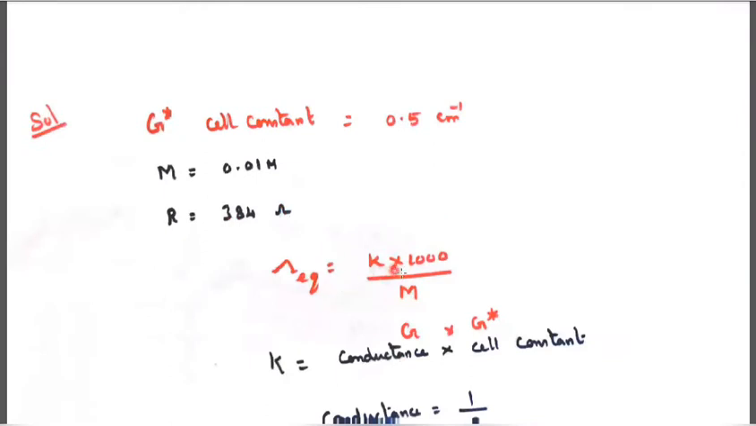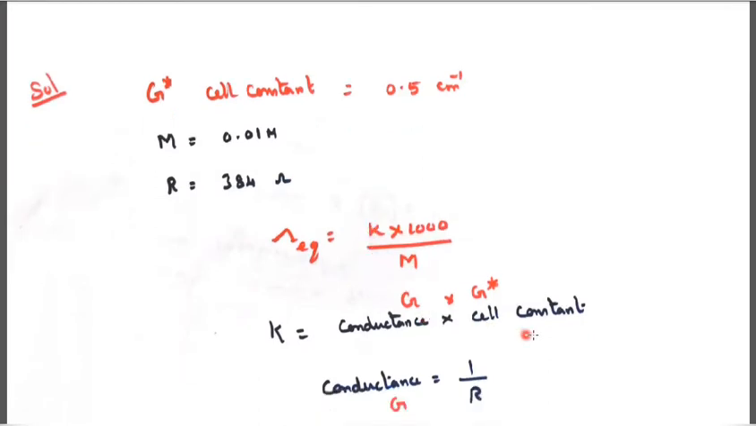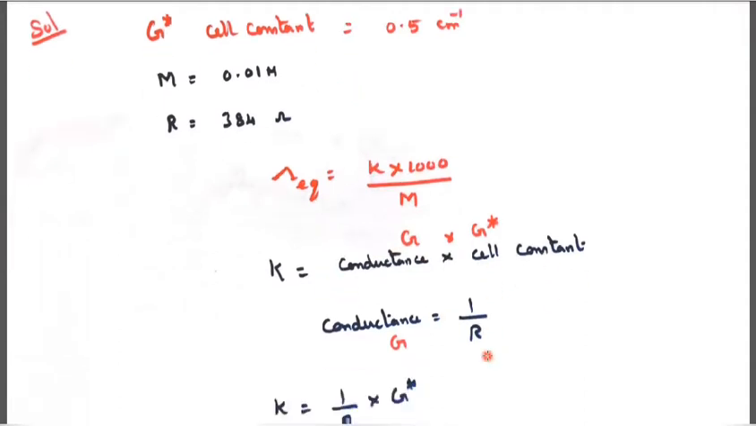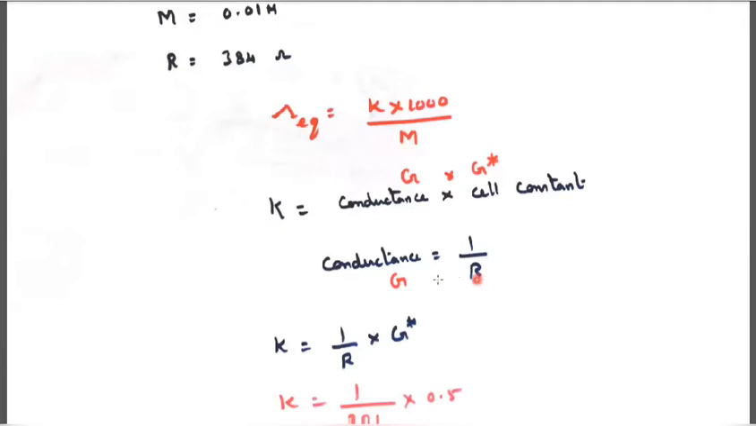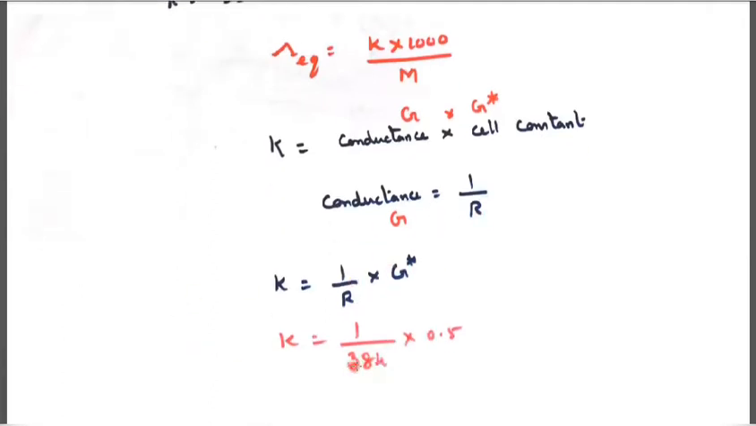Equivalent conductance is equal to kappa into 1000 by M. Kappa, the conductivity, we do not know. The formula for conductivity is conductance into cell constant, but conductance is nothing but 1 by R. Resistance they have given. So kappa is equal to 1 by R into cell constant. R is 384 and the cell constant is 0.5.